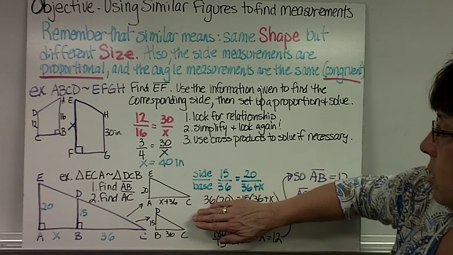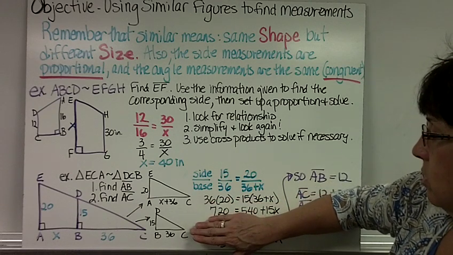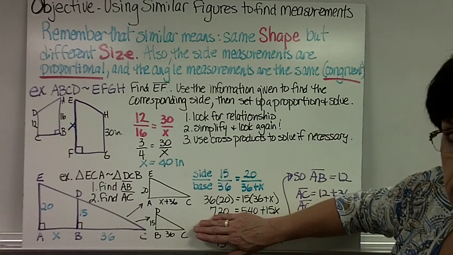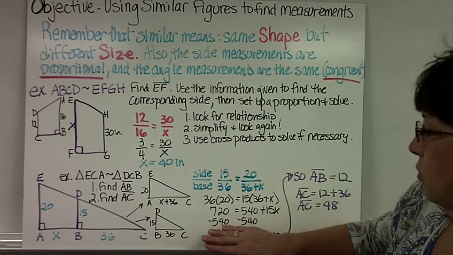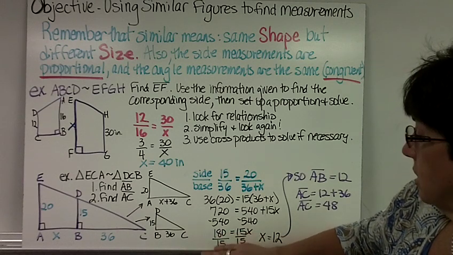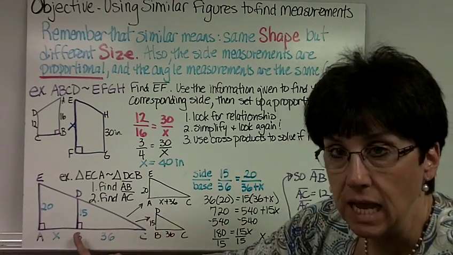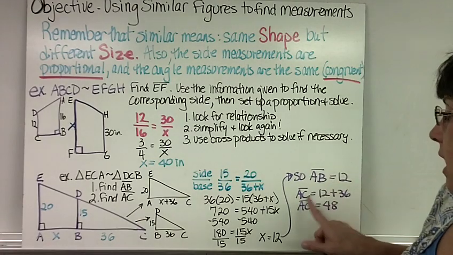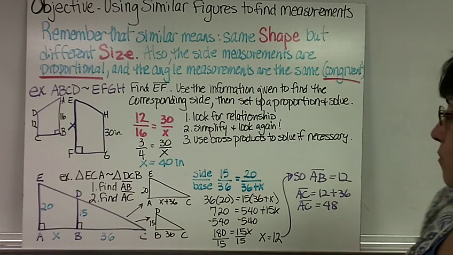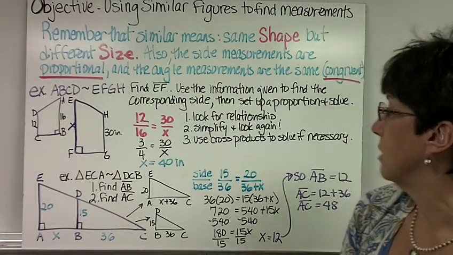Now I'll do the work. 36 times 2 is 72, add a 0. 720 equals 15 times 36, 540, plus 15 times x, 15x. Now I'll subtract 540 from both sides, and I get 180 equals 15x. Divide both sides by 15, and x is 12. So that means the segment AB is 12. And the segment AC will be 12 plus 36, or 48. I didn't tell you what the measurement was, so you would just put units if you wanted to write one down.